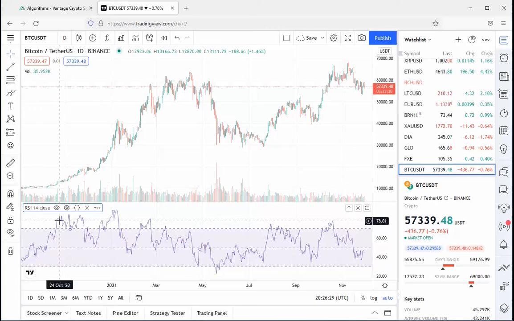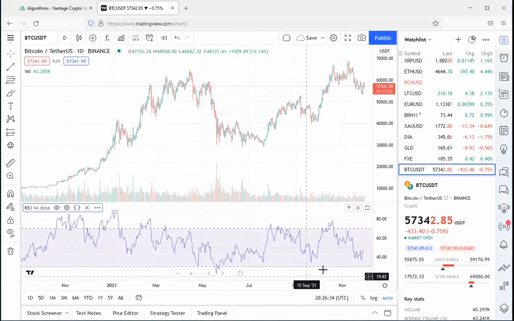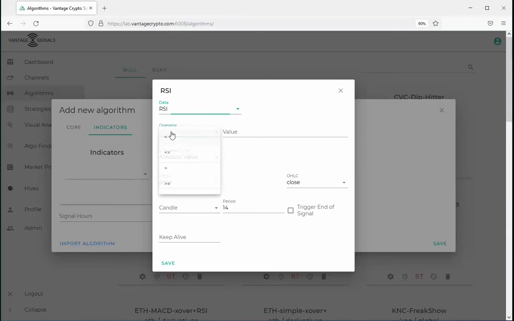Notice the line goes above and then below 70 here. It is not uncommon to signal when RSI is passing back over one of these thresholds instead of when it first crosses over them. Now let's configure the indicator.